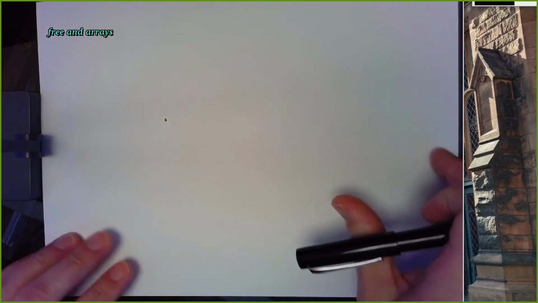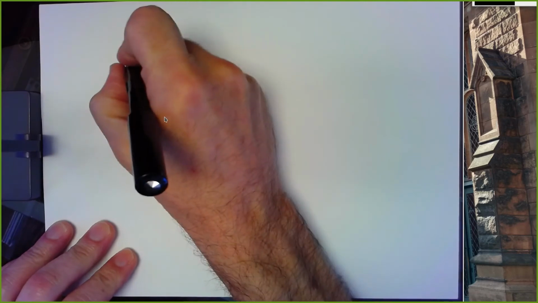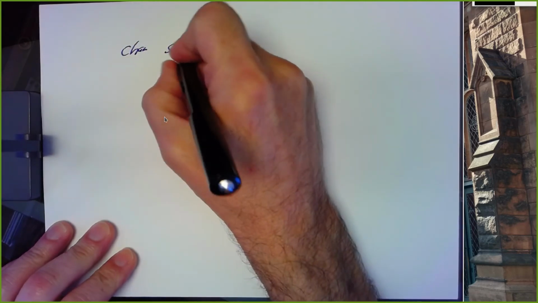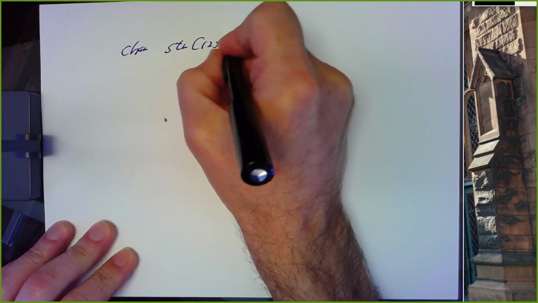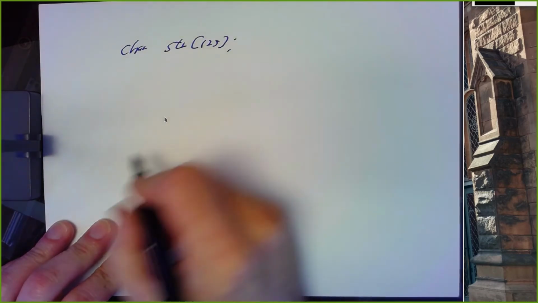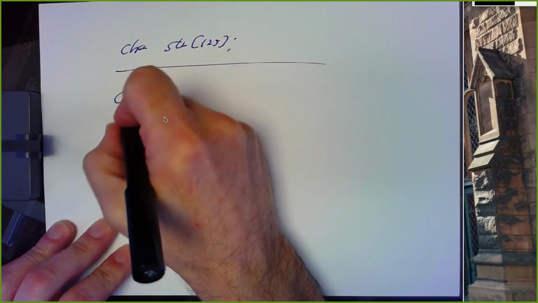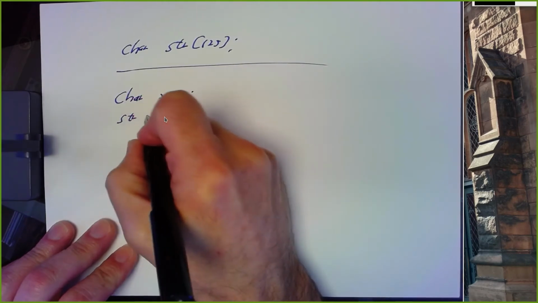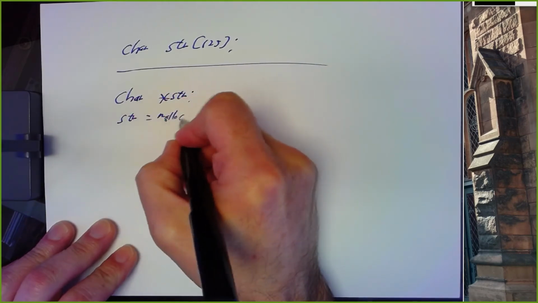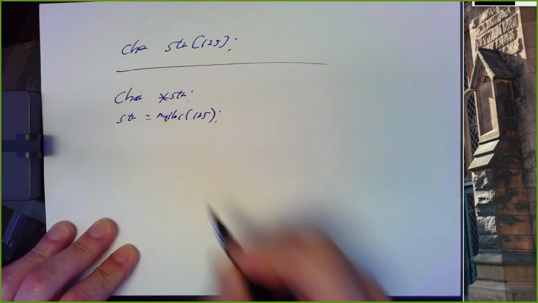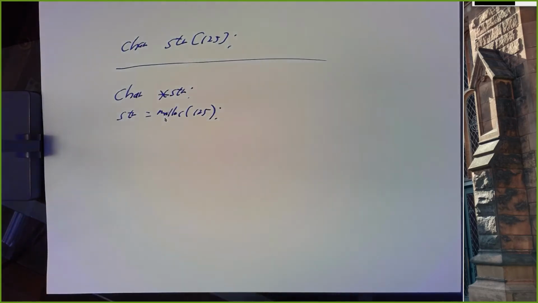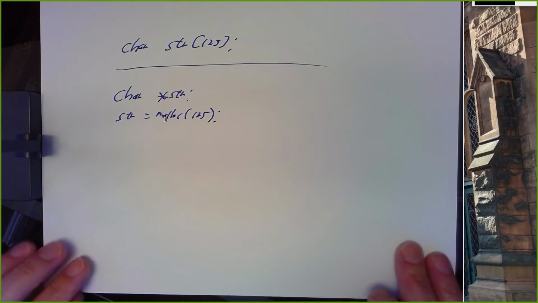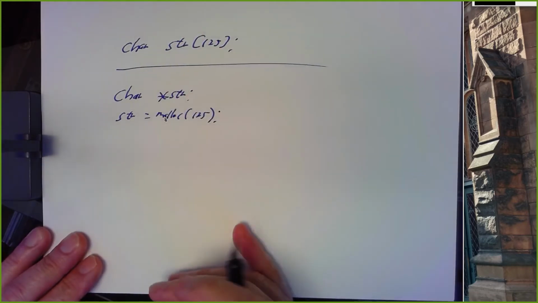So, freeing an array. When you do something like char str[125], I've said that this is effectively the same thing as char *str, and str = malloc(125). The effect for your program from that point forward is basically the same.